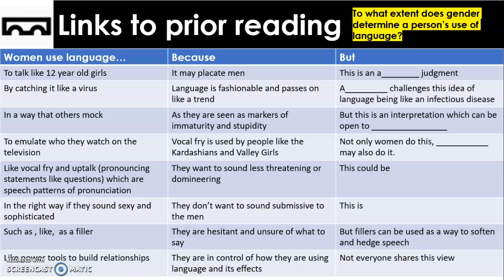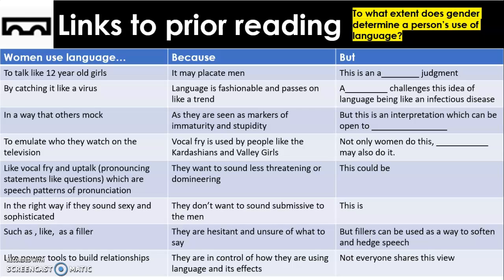Okay, so women use language to talk like 12-year-old girls because it may placate men. So I've taken that reasoning from the bigger context of the article, where women were heard talking like 12-year-old girls, using this vocal fry to placate men. That's the reason according to the article.